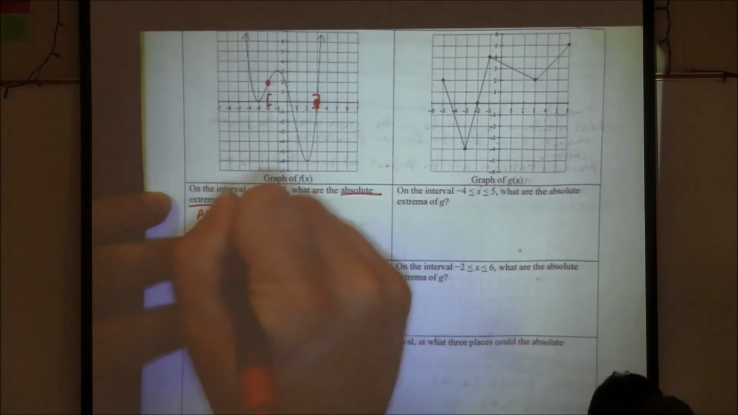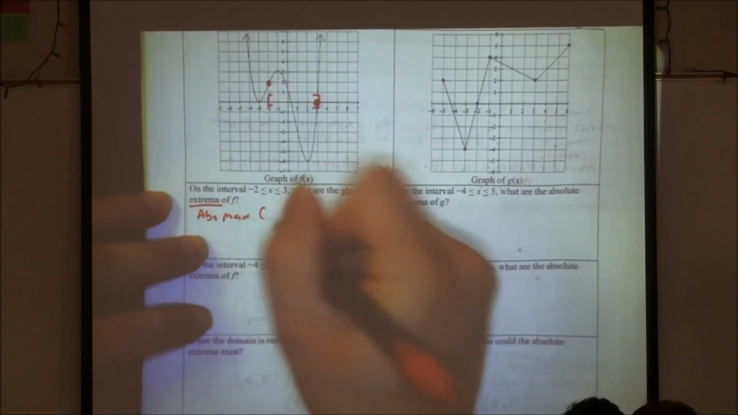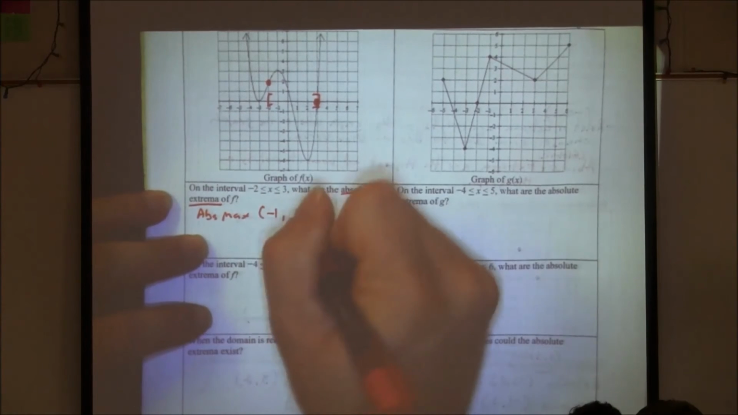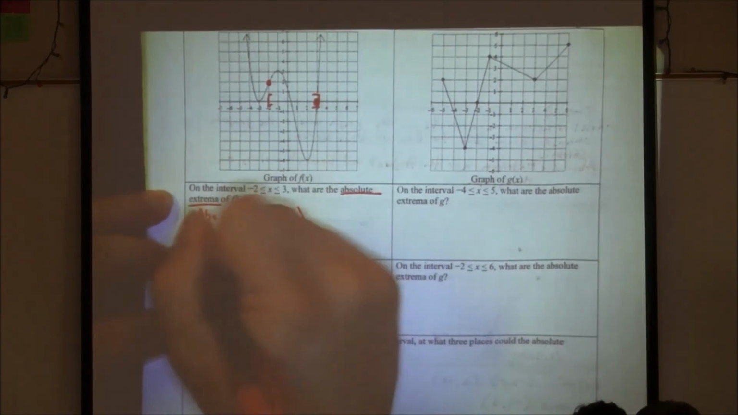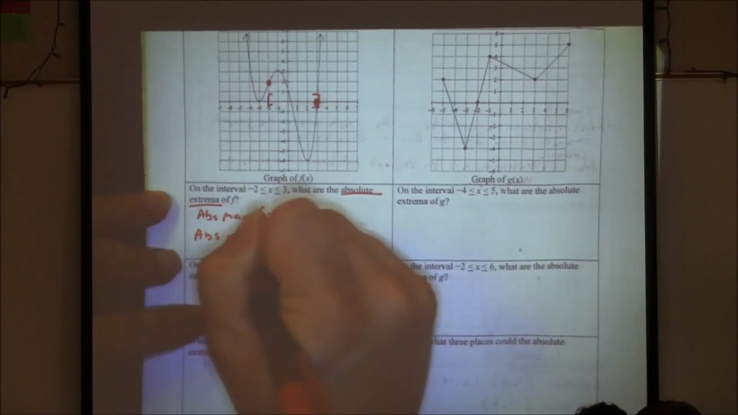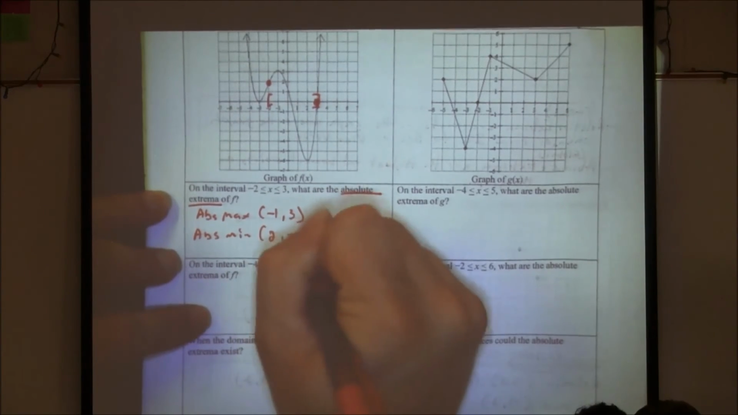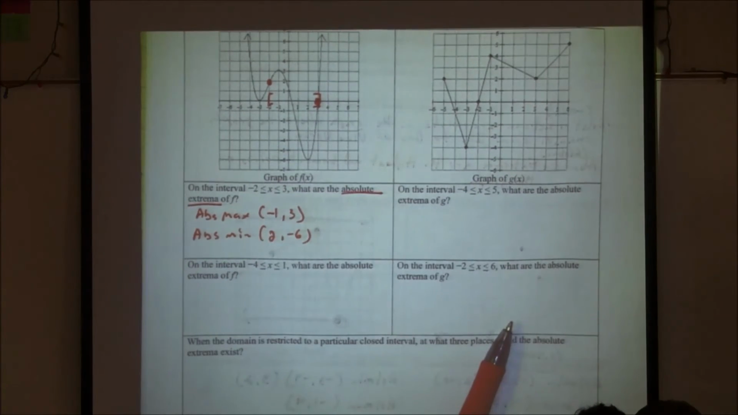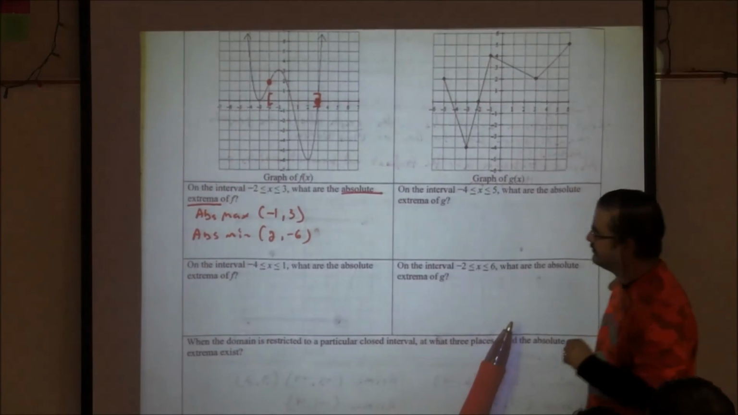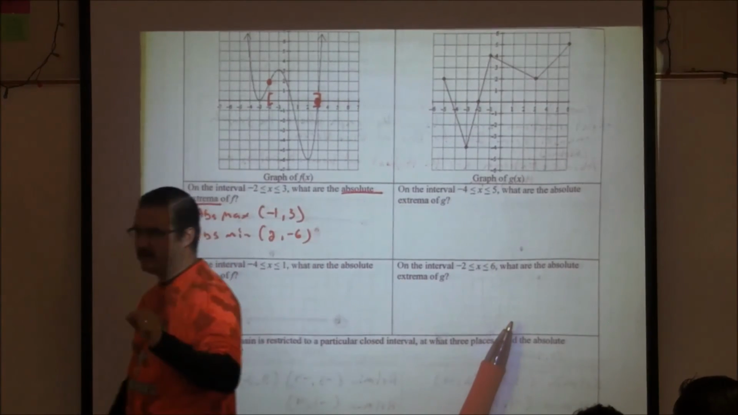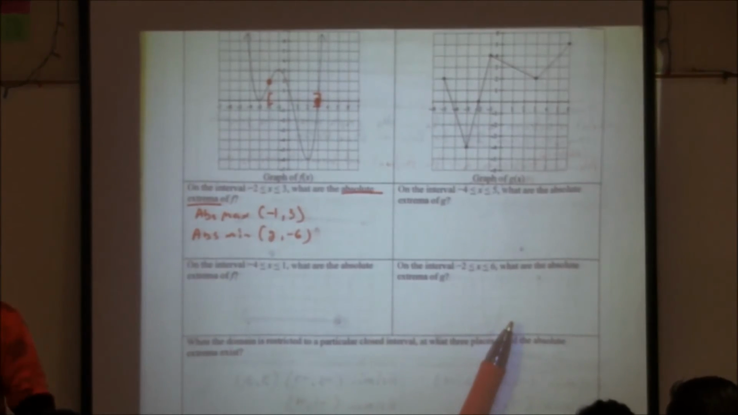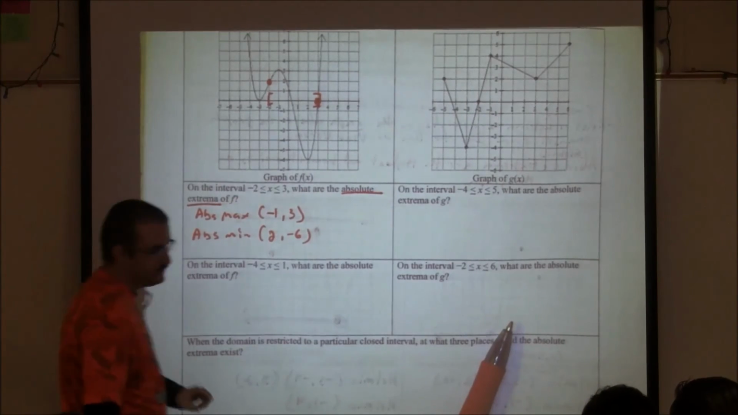Easy? Absolute max we said was -1, 3. Absolute min, 2, -6. What else are those two points? They're also relative maxes and relative mins, right? Okay.